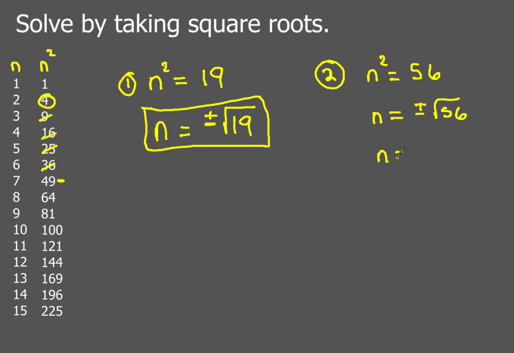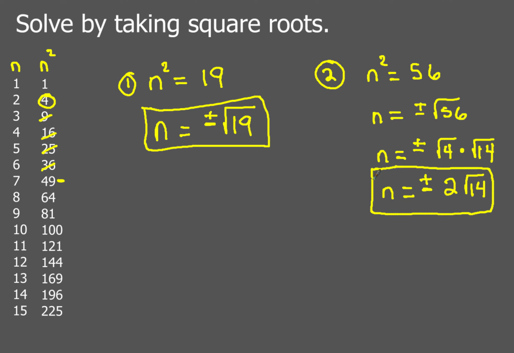So I'm going to write n equals, and I still have to keep my plus or minus, so the square root of 56 is going to break apart into the square root of 4. So my perfect square goes first, and then 4 goes into 56 14 times. The square root of 4, though, I have to simplify. So the square root of 4, of course, is 2. So my final answer is plus or minus 2 square roots of 14. So n would have a value of plus or minus 2 square roots of 14.